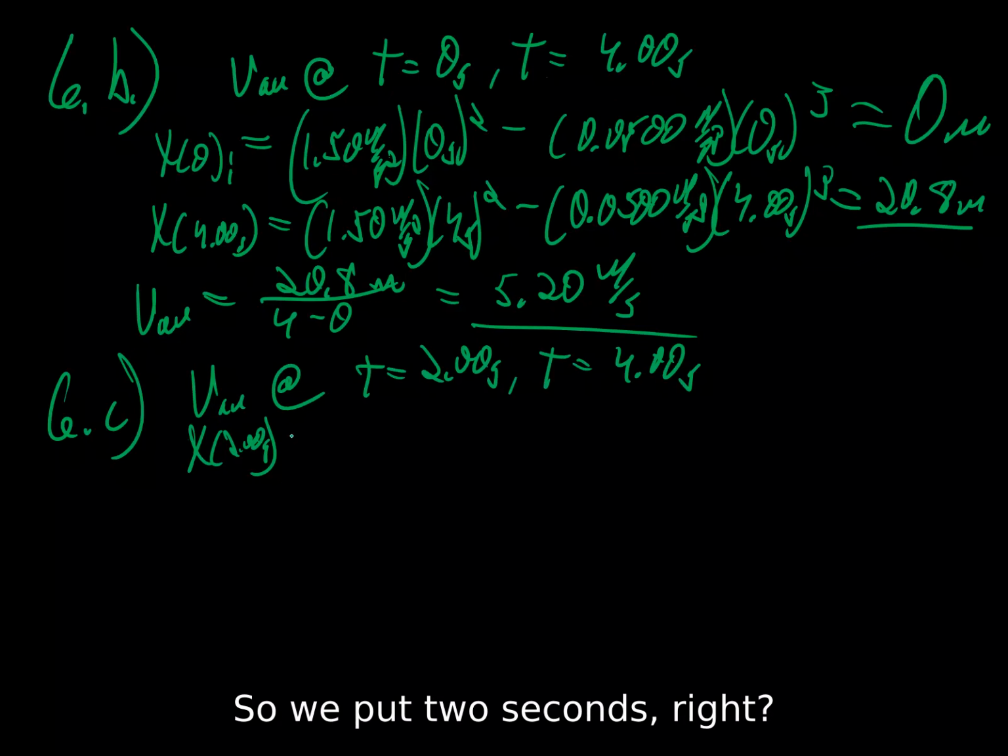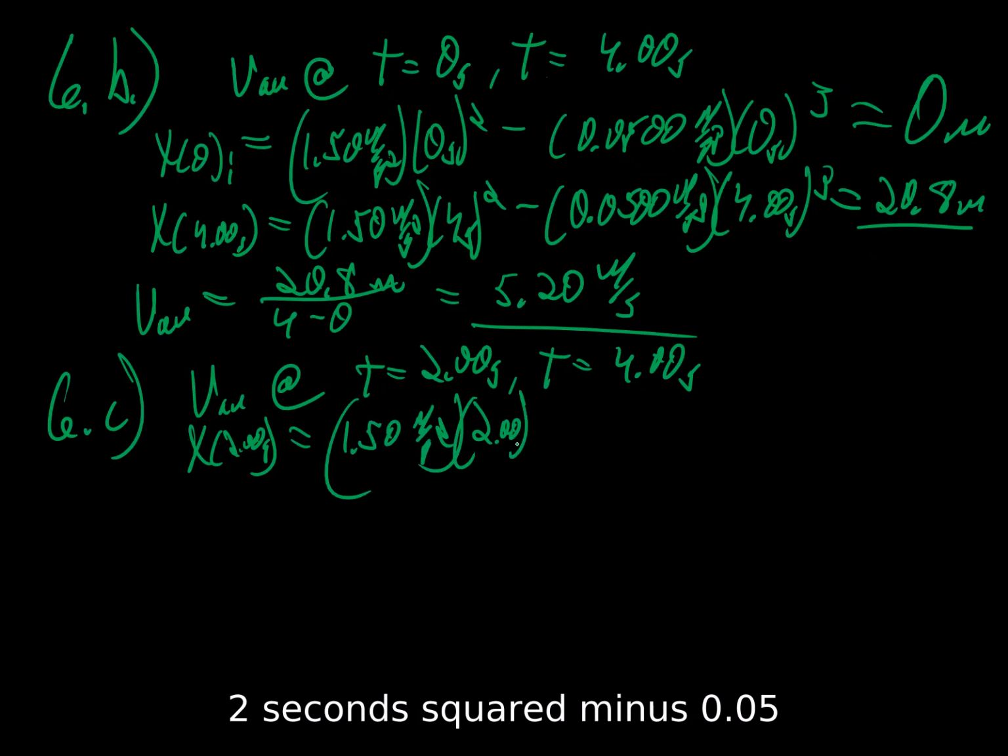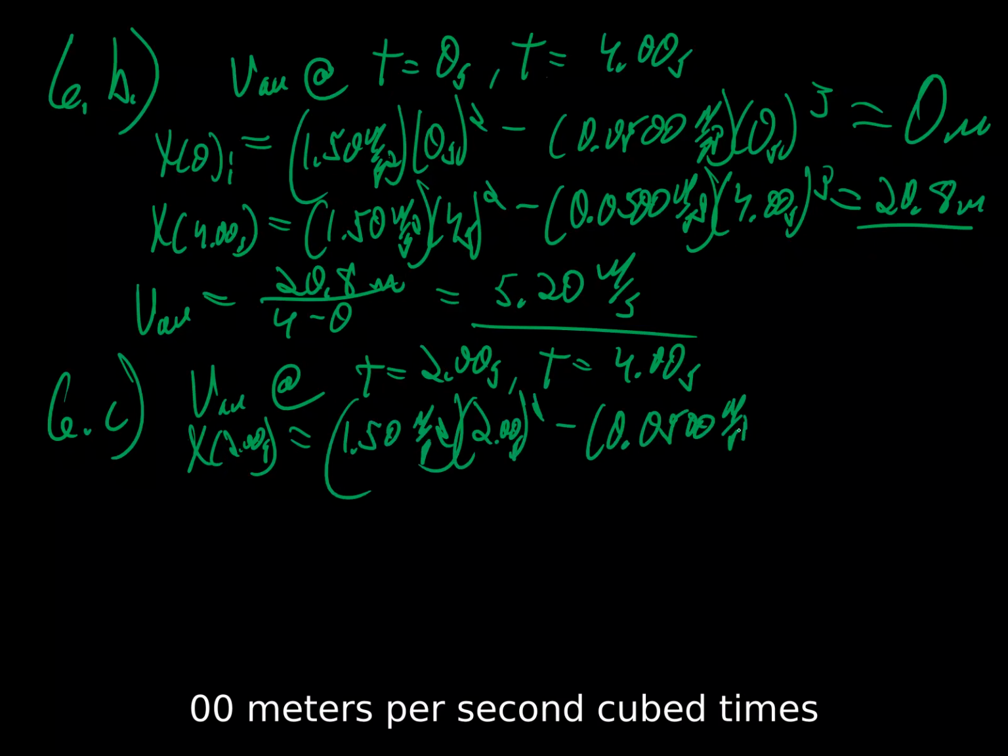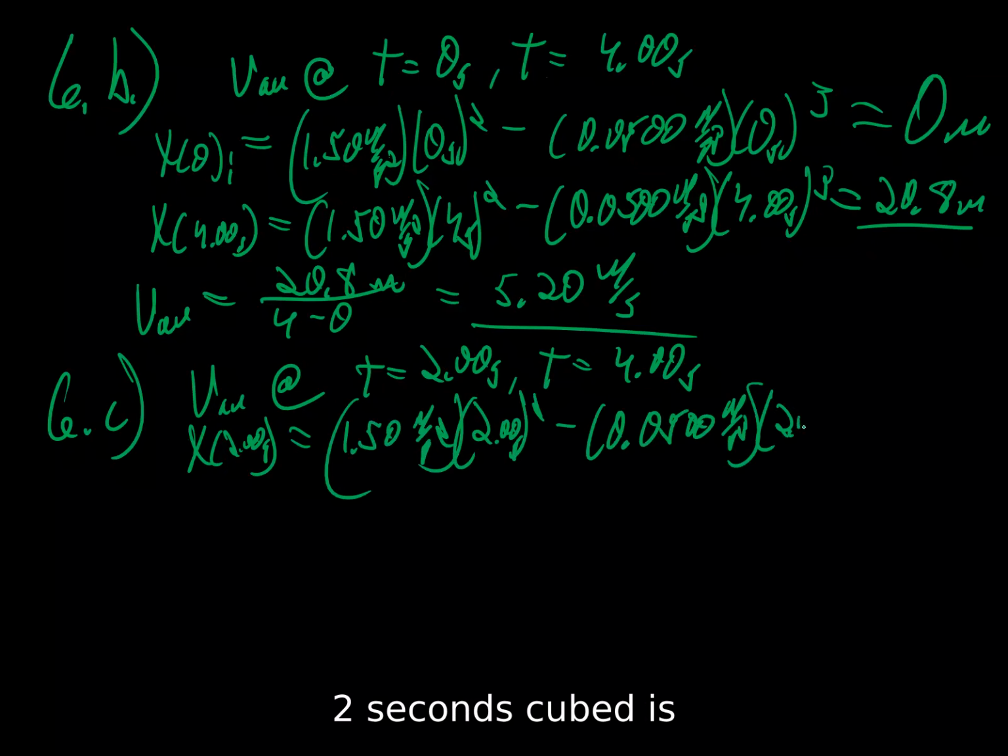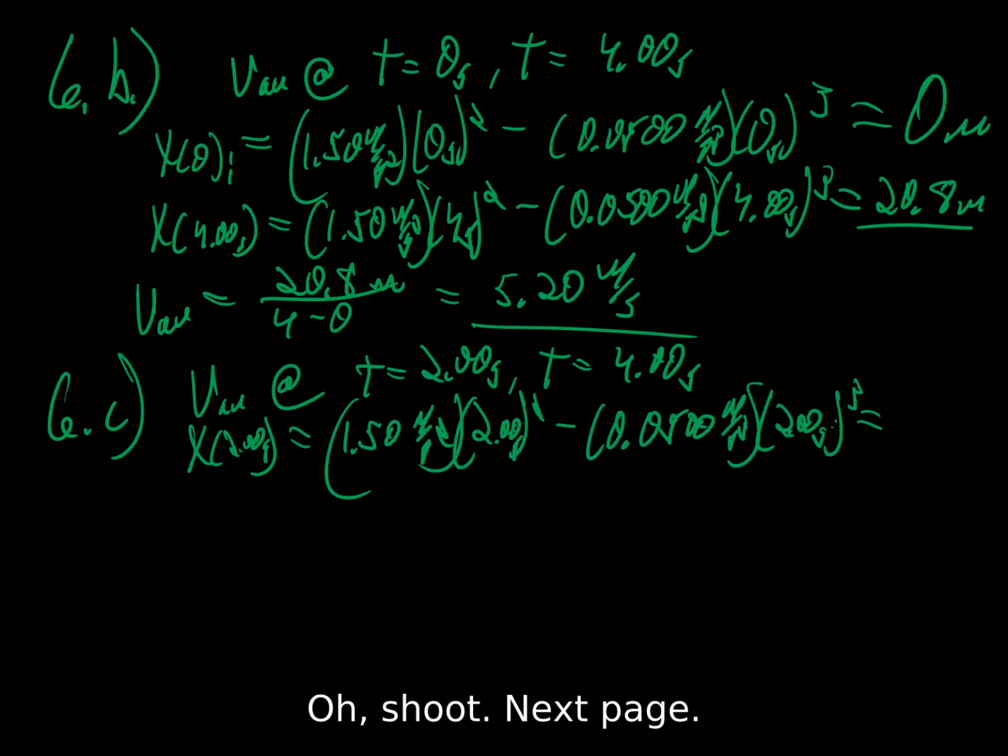So we put 2 seconds, right? And then we come in and do what? We say 1.50 meters per second squared times 2.00 seconds squared minus 0.0500 meters per second cubed times 2.00 seconds cubed is equal to, and what do we get? How many meters is that? 5.60 meters, 3 sig figs. All right. So that's the initial. We can call that I, or initial.